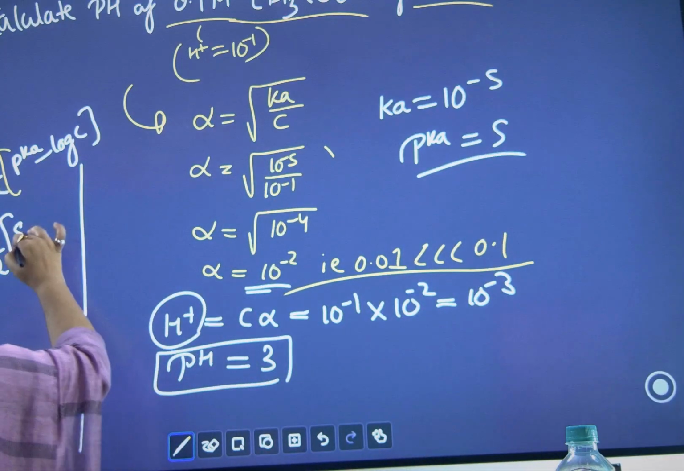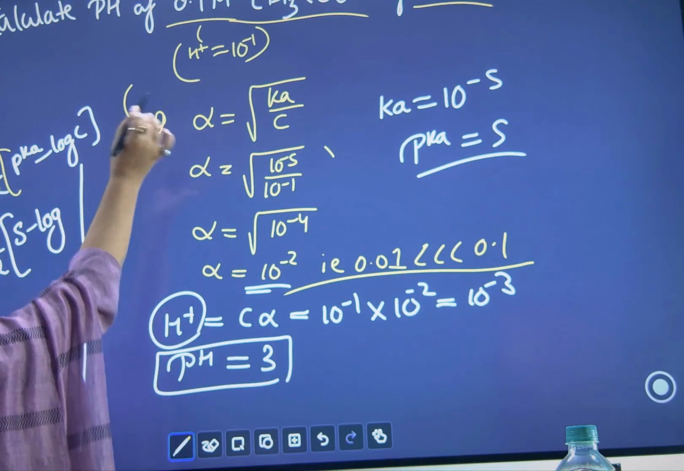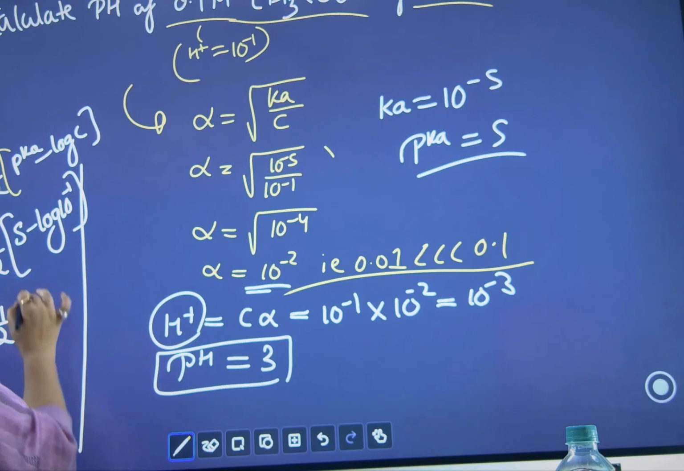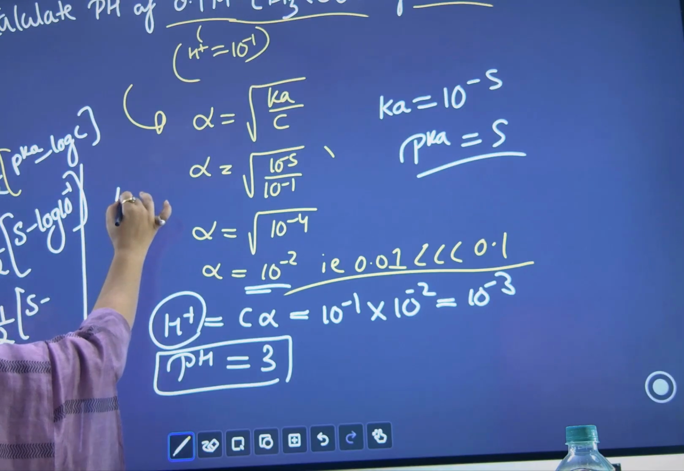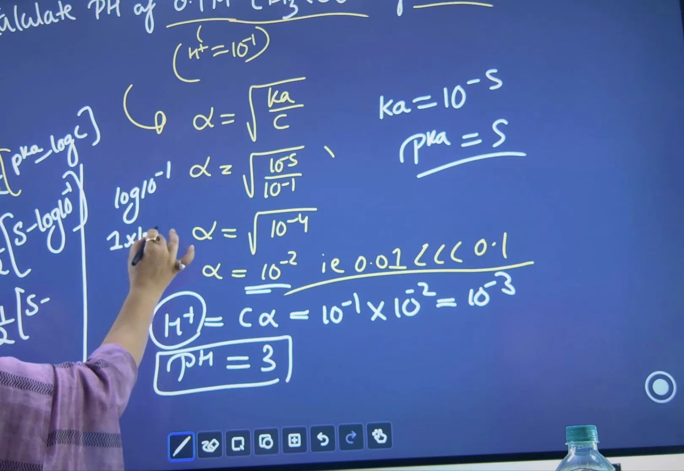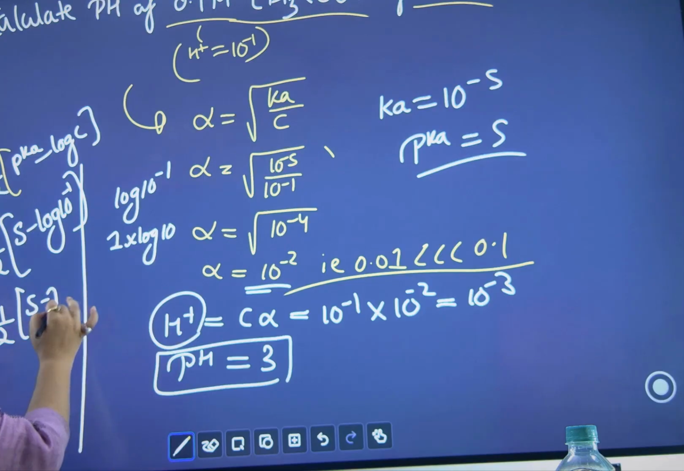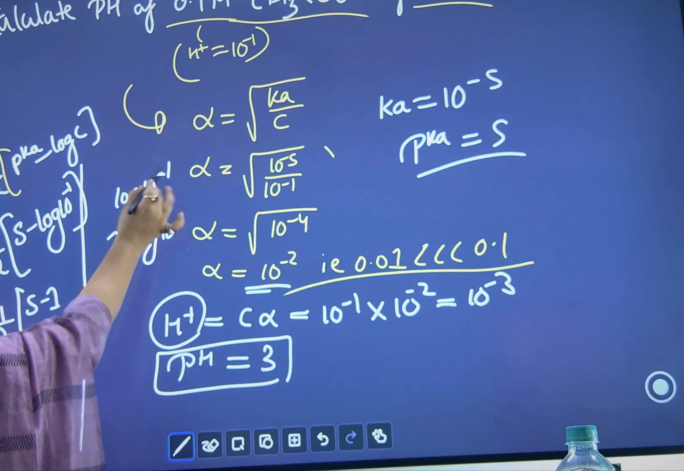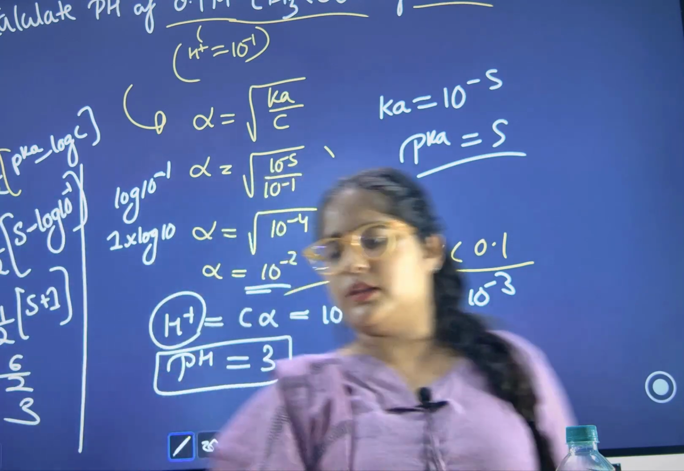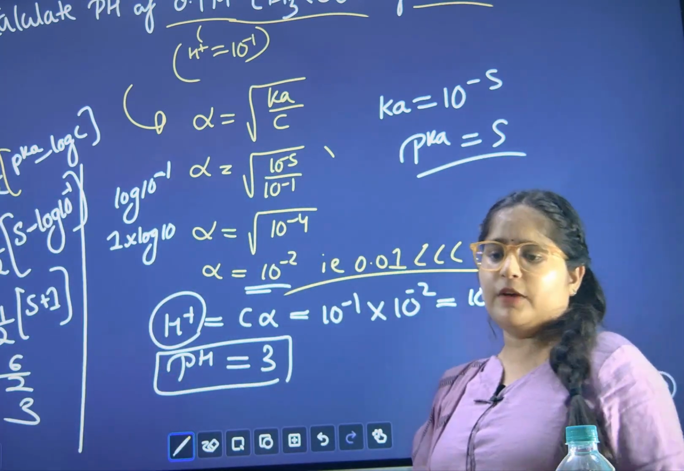So I will say here 5 minus log C. C is how much? 0.1. That is 10 to the power minus 1. So from here, half of 5 minus... so I am solving here log 10 to the power minus 1. Minus will come here. It will become 1 into log 10. Log 10 is 1. So 5 minus, and here it is minus 1 and it is minus 1. Minus will become plus. 5 plus 1, 6. 6 by 2. How much are we getting here? 3. So either you solve using this formula or else you solve using this method. Anything will be fine.